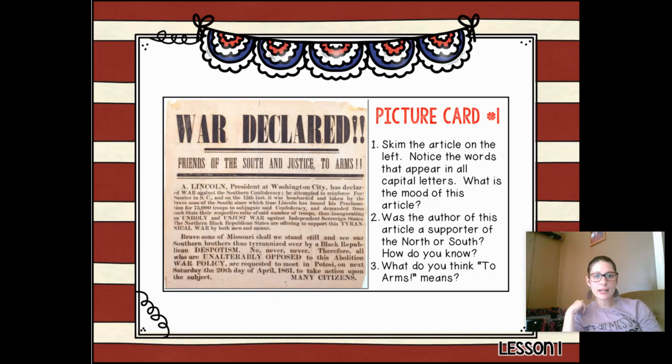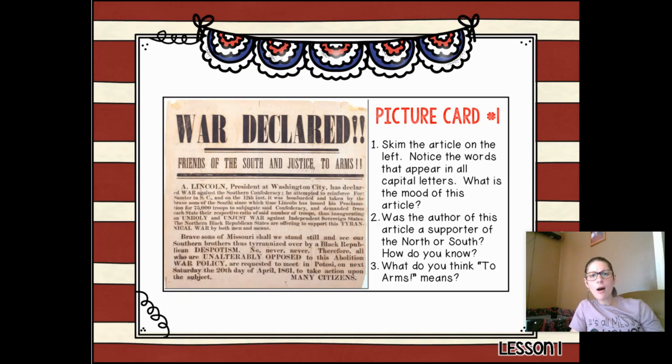and demanded from each state their respective ratio of said numbers of troops, thus inaugurating an unholy and unjust war against independent sovereign states. The northern black Republican states are offering to support this tyrannical war by both men and means. Brave sons of Missouri, shall we stand still and see our Southern brothers thus tyrannized over by a black Republican despotism? No, never, never.